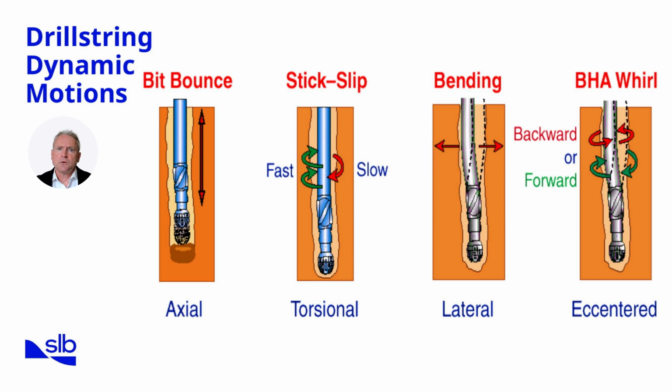Lateral vibration, or whirl, occurs when the drill string moves side to side against the borehole wall. Forward whirl keeps the bit slightly off center, while backward whirl slams it violently into the formation. Both can quickly damage stabilizers, reamers, and the borehole itself. The fourth type, eccentered motion, happens when the drill string rotates around an off-center axis in a motion called BHA whirl. This creates uneven loading across the BHA, generating erratic forces and wear patterns. It is particularly destructive because it combines elements of lateral and torsional vibration.